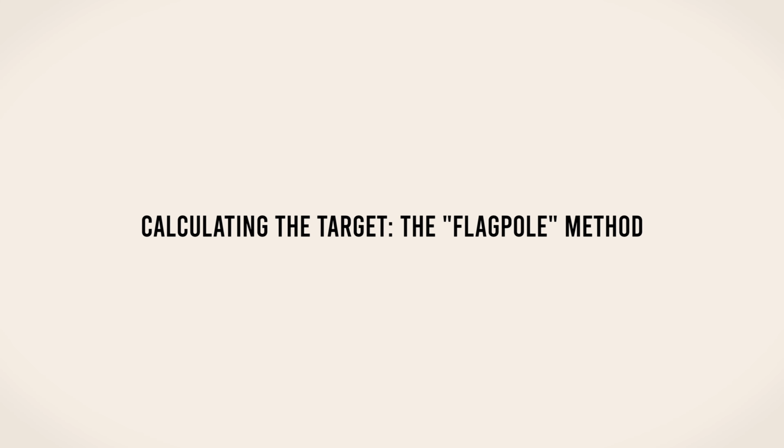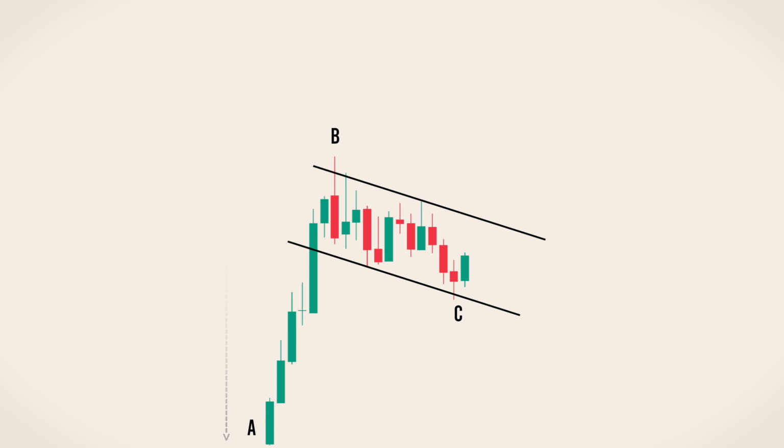Calculating the target, the Flagpole method. In both cases, we use the height of the initial move, which we nicknamed the flagpole. Now, there is a debate in the trading world. Where do you start the measurement? Traditionalists add the flagpole height to the top of the flag. However, I prefer a more conservative approach. I add the height of the flagpole to the bottom of the congestion band, point C.